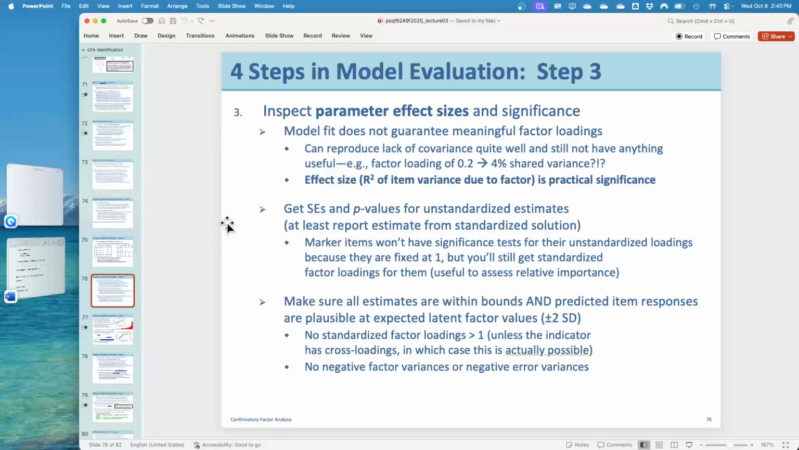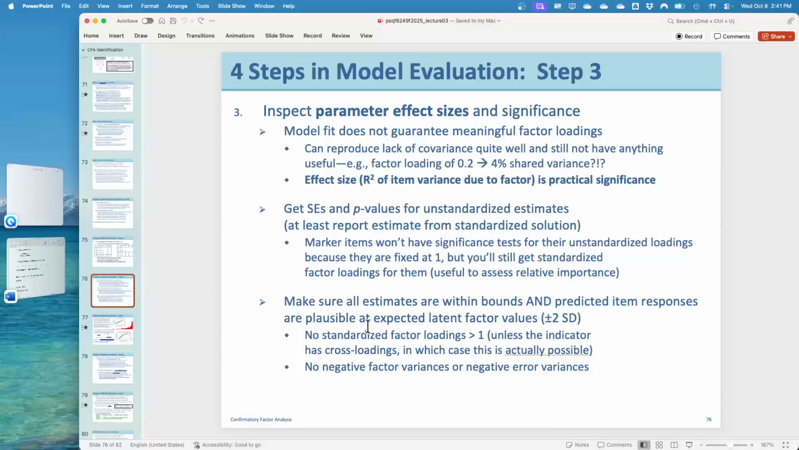Inspect your parameter effect sizes. Well, turns out you can get an R squared for each item. Now that's a weird thing. I think I talked about it earlier in this lecture. You're predicting an item with something you didn't collect. How can you talk about the R squared? R squared is the proportion of variance of the item that's in error, right? So yes, you're predicting an item with error, but that R squared is what's left over after you predict it. You can also get standard errors and p-values for unstandardized estimates to see if they matter.